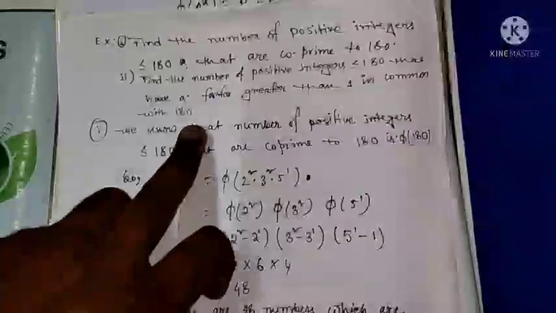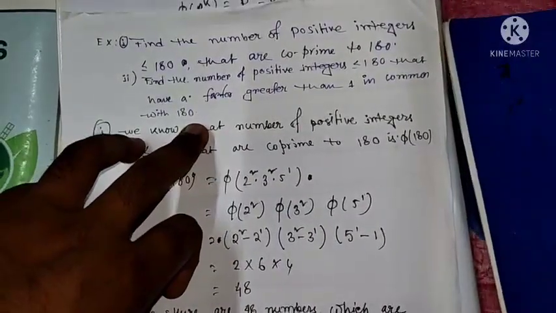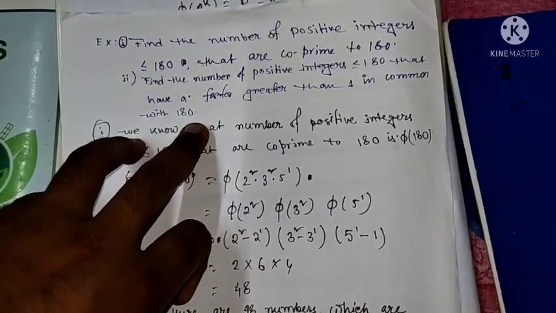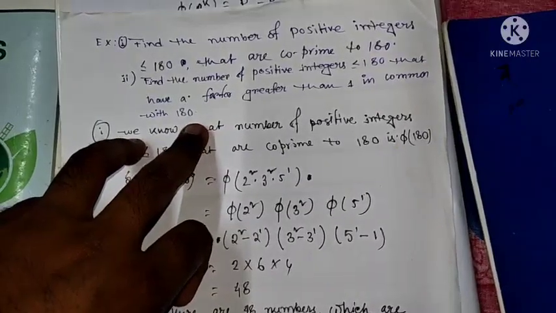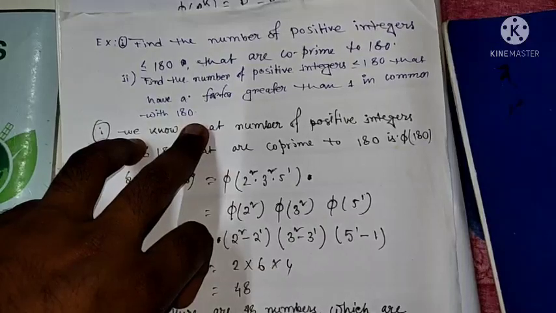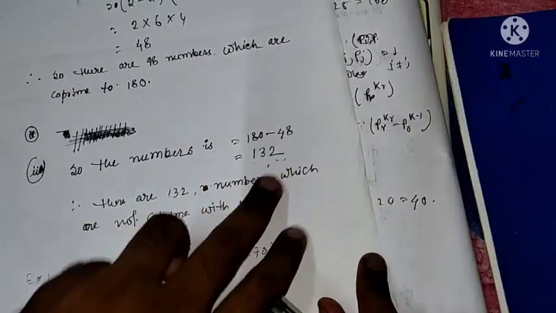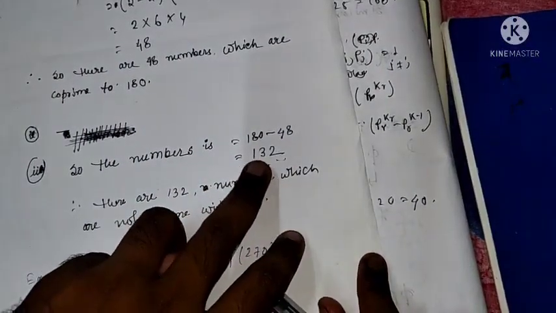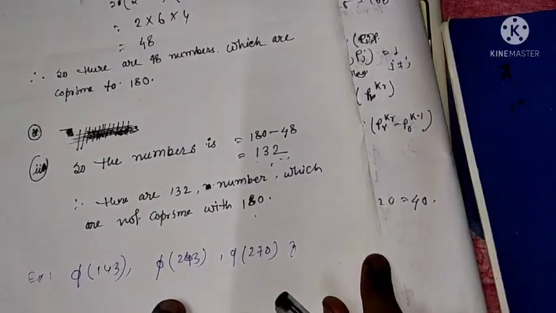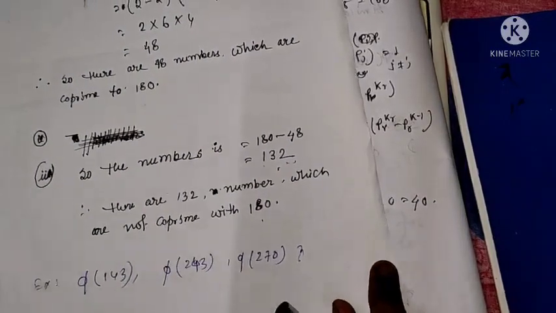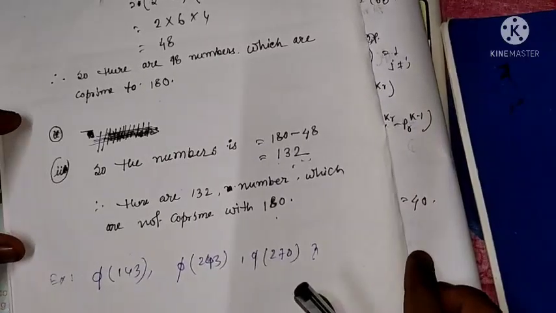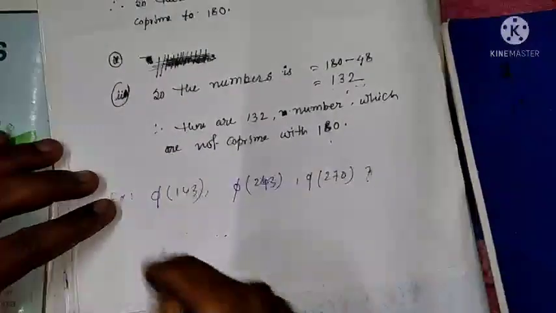And second question, how many numbers are there which are not co-prime with 180 and which are less than or equal to 180. So there are 180 minus 48, that is 132 numbers which are not co-prime with 180 and less than or equal to 180.